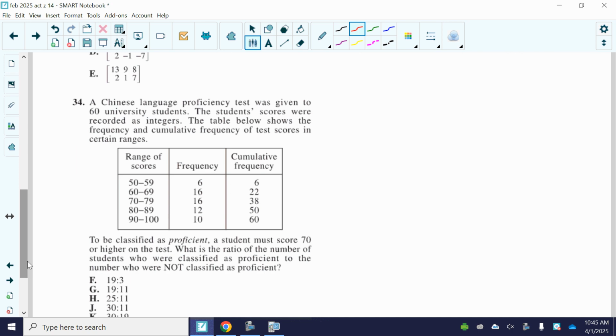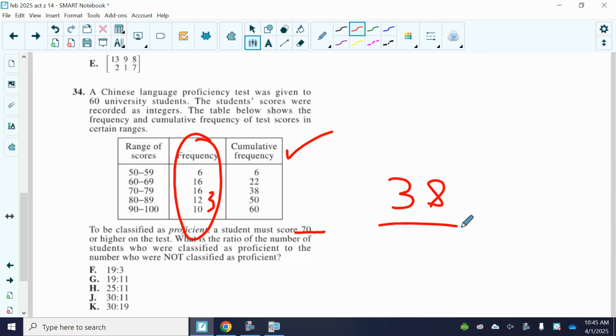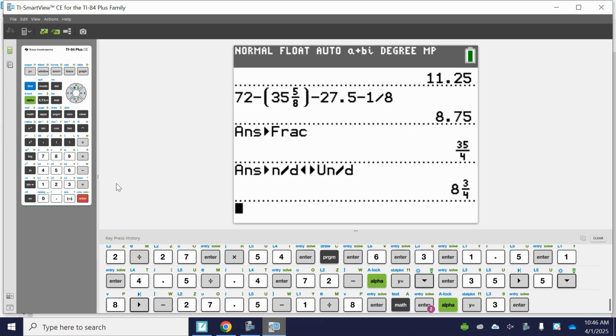I missed this one, got it wrong, plugged in the wrong numbers, and saw that it wasn't the choice. So I got a reprieve. They're looking for the frequency of the people who just took it, not the cumulative frequency. Cumulative frequency would be like, hey, I gave everybody an ACT in my class. Next year I gave it again. Next year I gave it again. The cumulative frequency would be the piled up over time. This is, you must score 70 to be proficient. So what's that? 28, 38 were proficient, and not proficient was 22. So it's literally 38 over 22.